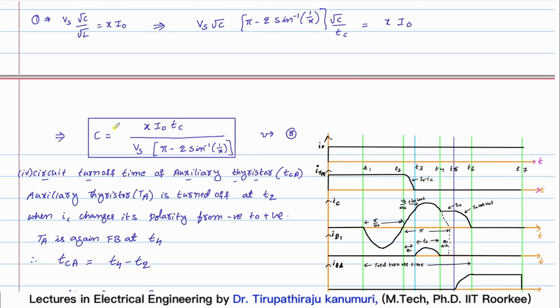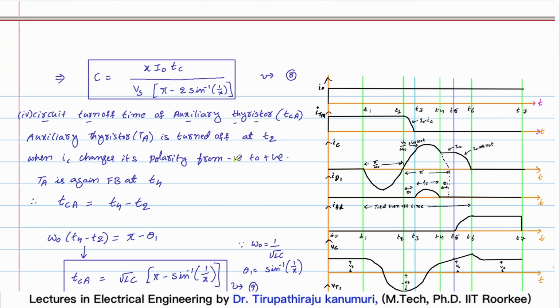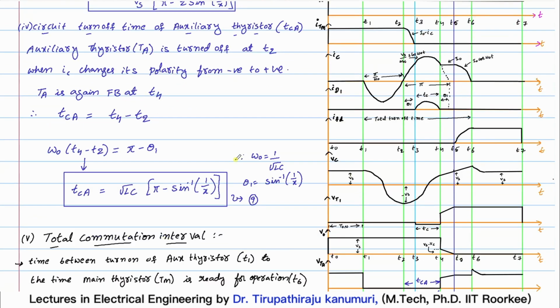Here again you can see all the element parameters are known to us, so we can easily calculate the value of capacitance that is required. I hope designing of the inductor and capacitor, how to calculate the peak value of the capacitor current, and how to calculate the peak value of capacitor voltage are clear to you. So now let us proceed to the circuit turn-off time for the auxiliary thyristor and what will be the total commutation interval.